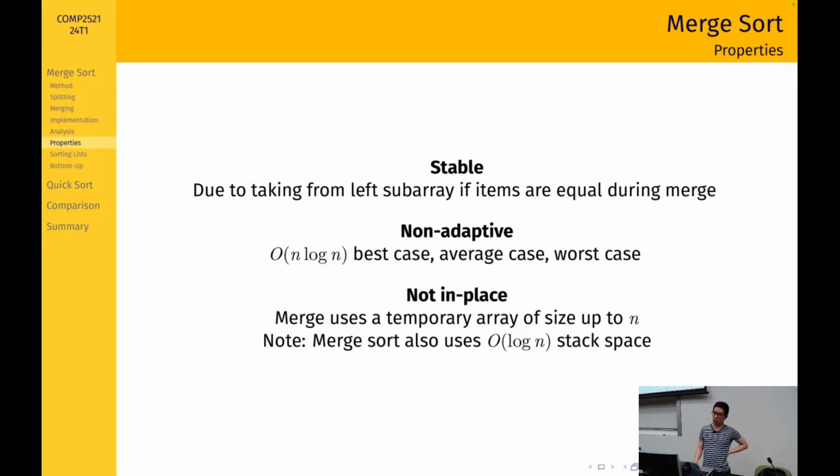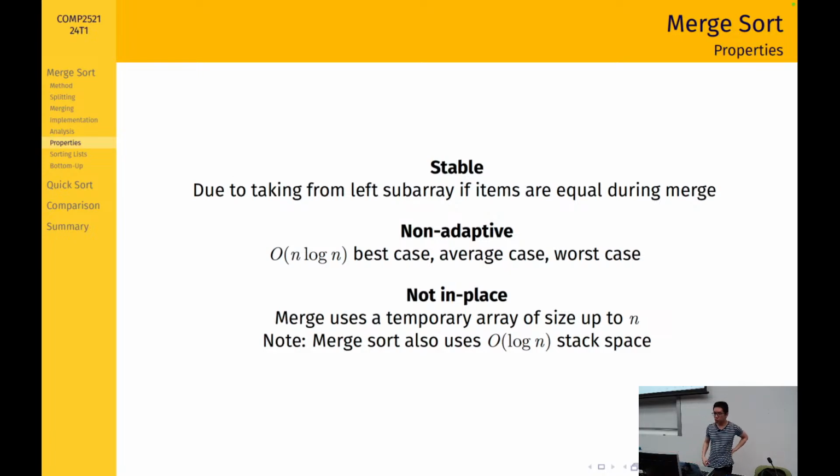Okay, so what are the properties of merge sort? We saw earlier during the merging demo that merge sort is stable, because every time we compare two items with the same key, we take from the left half of the array, and that guarantees stability. Another property is that it's non-adaptive, because during our analysis, we saw that merge sort is n log n regardless of how the array is sorted. So n log n, best case, average case, worst case.